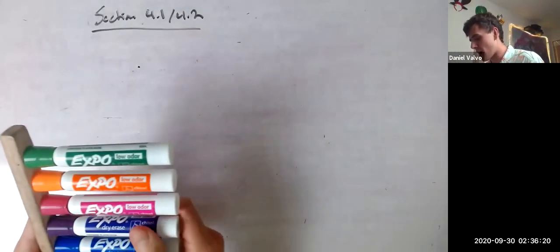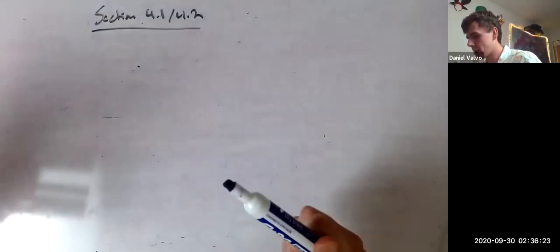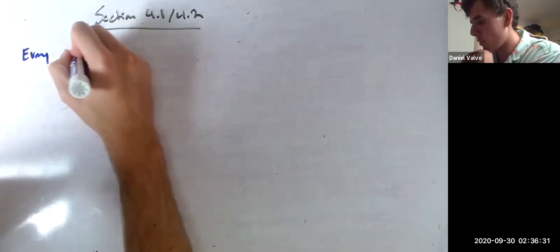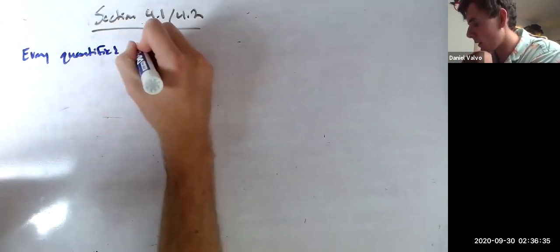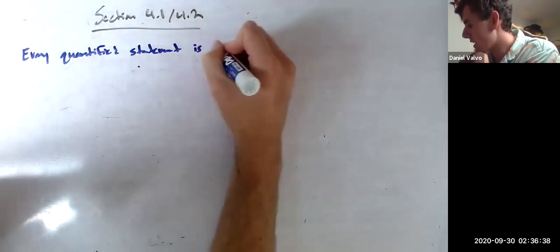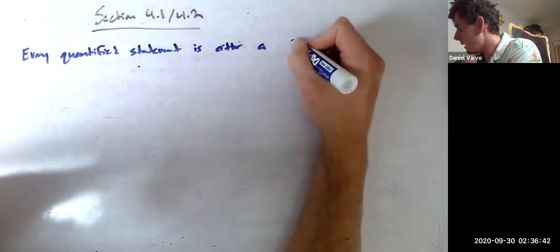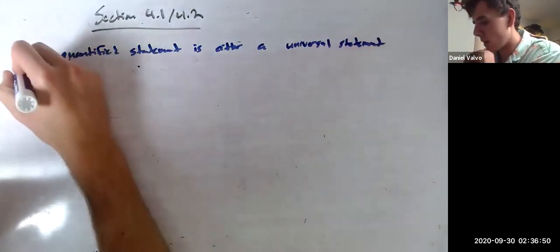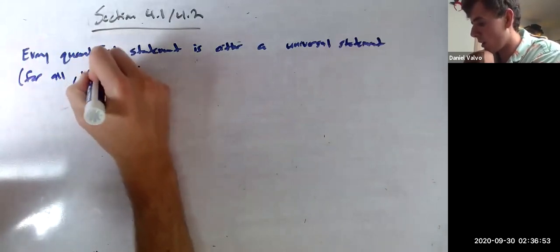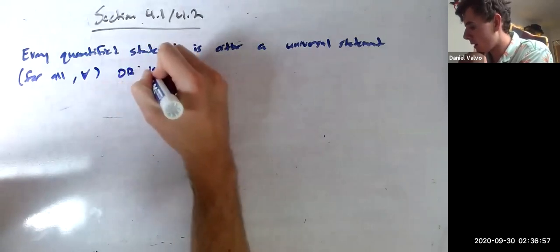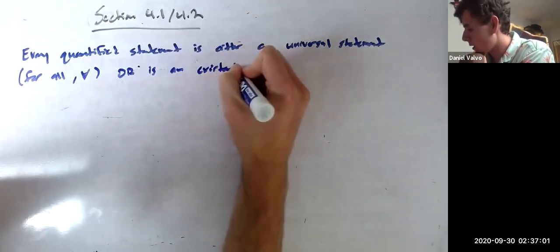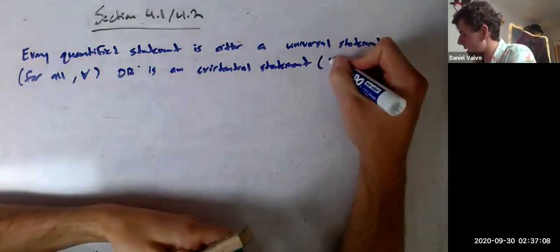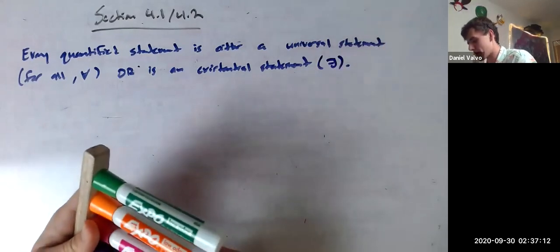But anyway, let's just start out by reminding ourselves what we're doing. So really, every statement we can make, or I should say every quantified statement, is either a universal statement, otherwise known as a for all statement, or is an existential statement, otherwise known as a there exists statement.